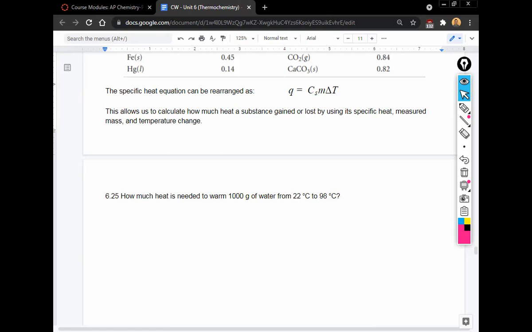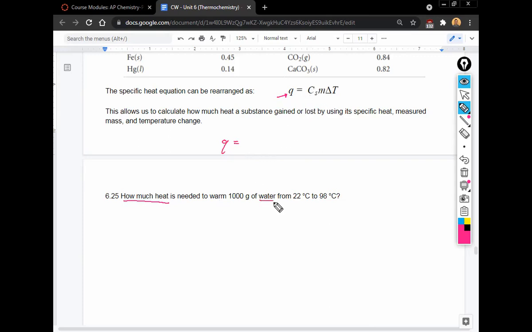Alrighty, guys, so let's go over this one. Let's just plug in the values. So we have our equation right here, Q equals C_s m delta T. So it's asking us to find how much heat, which means we're looking for Q, the heat flow. Okay, and we're trying to heat up water, 1,000 grams of water. So let's plug that in. So Q. Now let's start with C_s.